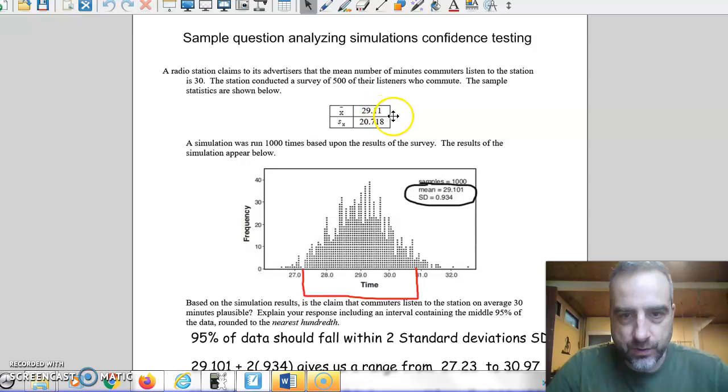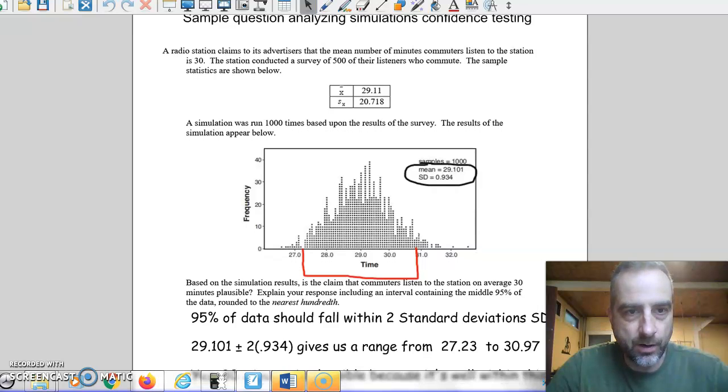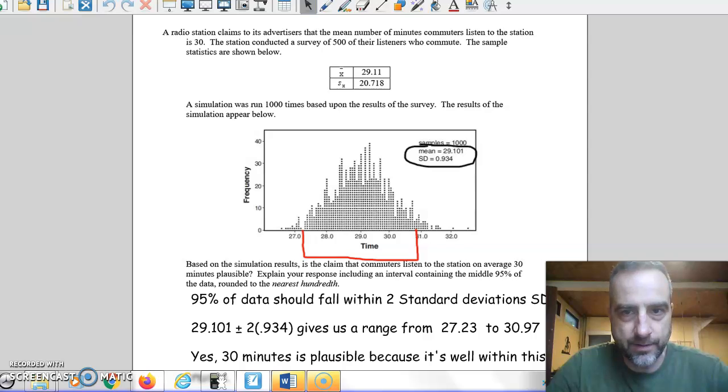So the actual average of those 500 people was 29.11. Oh no, it's a little below 30. Are they lying? Well, that's why we do the test here. Is that significantly below 30 to make them change their claims? Or is it close enough that they can claim that the average number is 30, or maybe they should say about 30. So they ran a simulation 1,000 times.